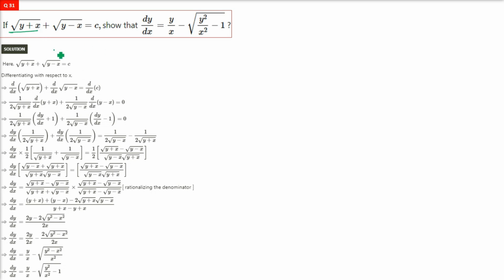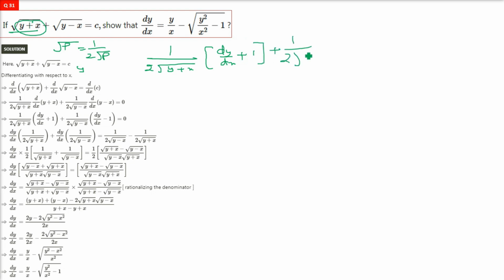So we'll do the differentiation, and see, under root of anything, for example, under root of p is 1 by twice of under root p, and differentiation of p then. So under root y plus x is 1 by twice of under root y plus x, and y plus x differentiation is what? This is going to be the differentiation. X is 1 and y is dy by dx. So second one, under root y minus x is 1 by twice of under root y minus x. Y is dy by dx and differentiation of x is 1.